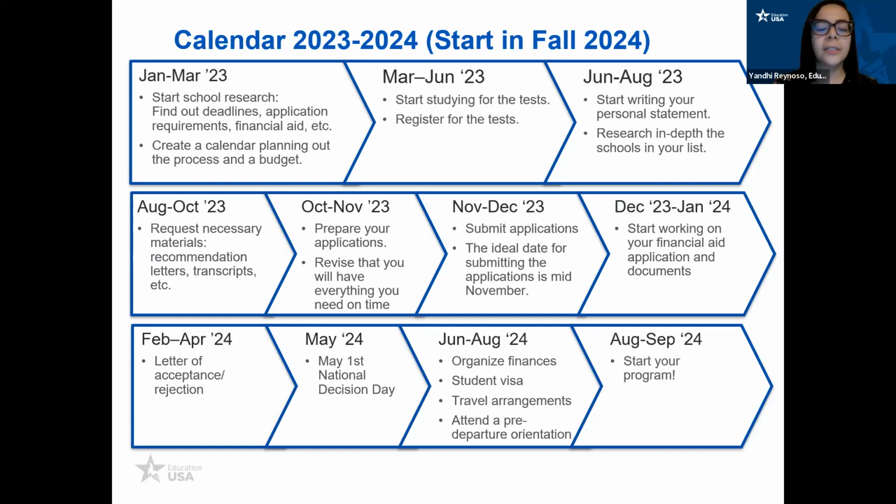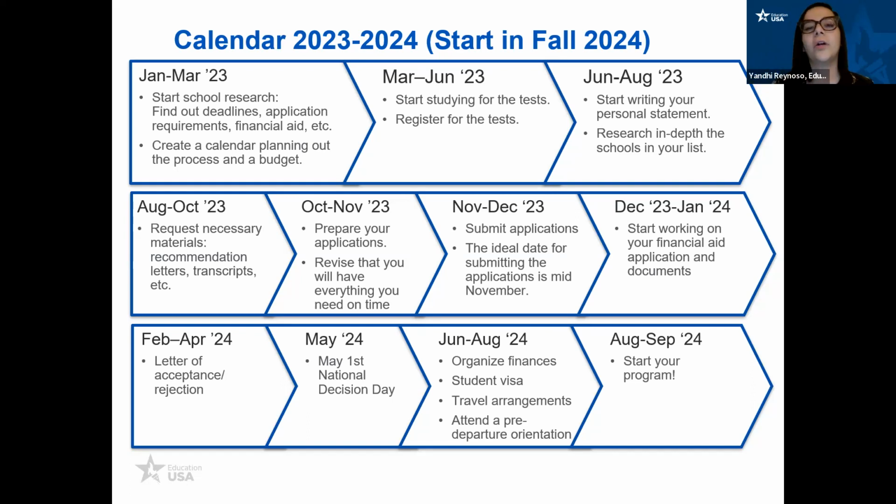This calendar starts at the beginning of the year, and then it goes all the way to November of this year when you submit an application, so you start a program next fall. If you're interested in starting a program this fall 2023, then you should have done this process last year. I think you are a little bit too late if you want to start this year. It's not impossible, but most of the deadlines have already passed for universities.